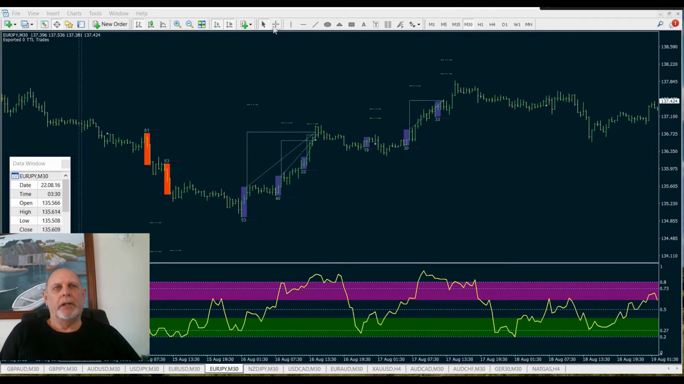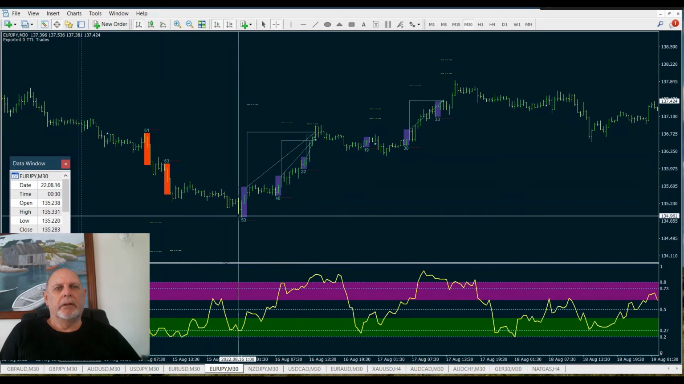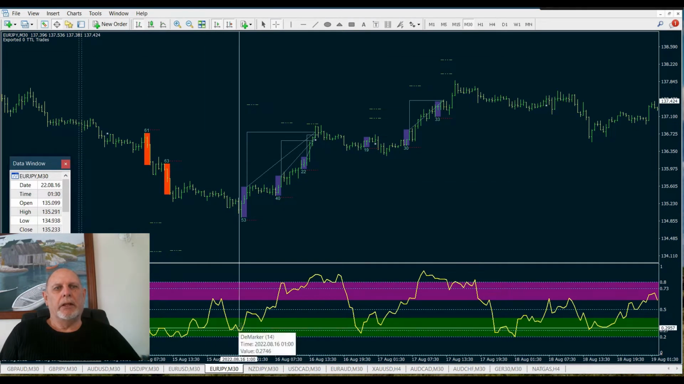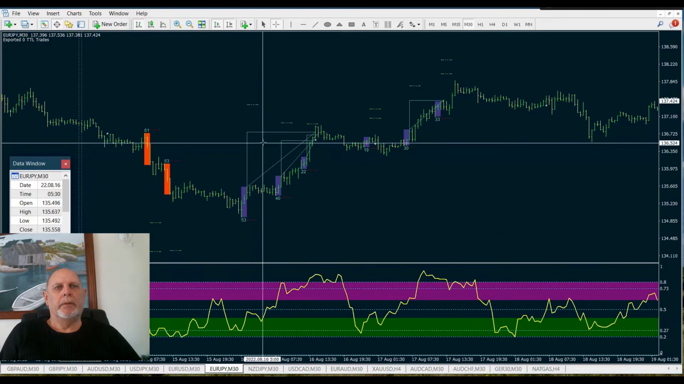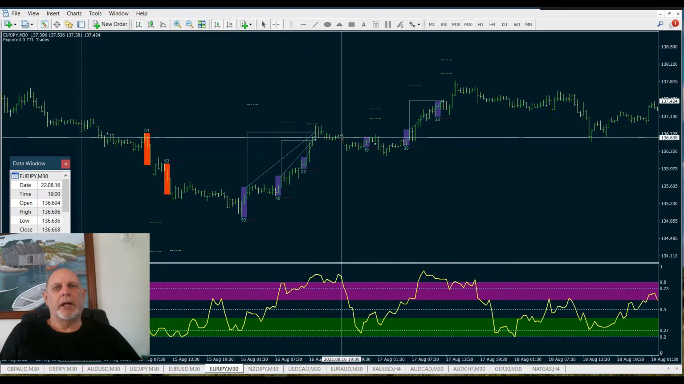The next one we've got is the Euro Yen. This one here being the yen, we've got the up here and it's come back down to the level and taken off here, up. So we managed to get one trade out of that.